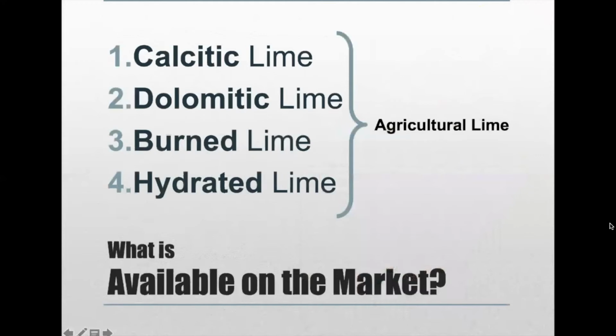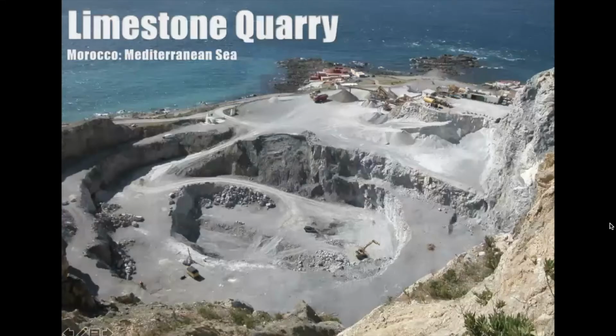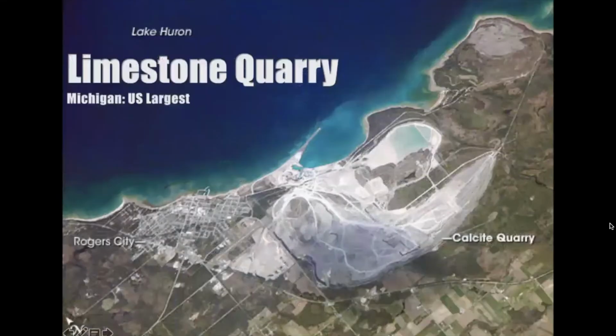So the following are available in the market now. We have calcitic lime, dolomitic lime, burned lime, and hydrated lime. Now, calcitic lime precipitates out of the ocean water, and after centuries of precipitation and layering, we get what we call limestone. Here's a limestone quarry in Morocco from the Mediterranean Sea. Here's another one way closer by, in Lake Huron in Michigan. This is the United States' largest limestone quarry.